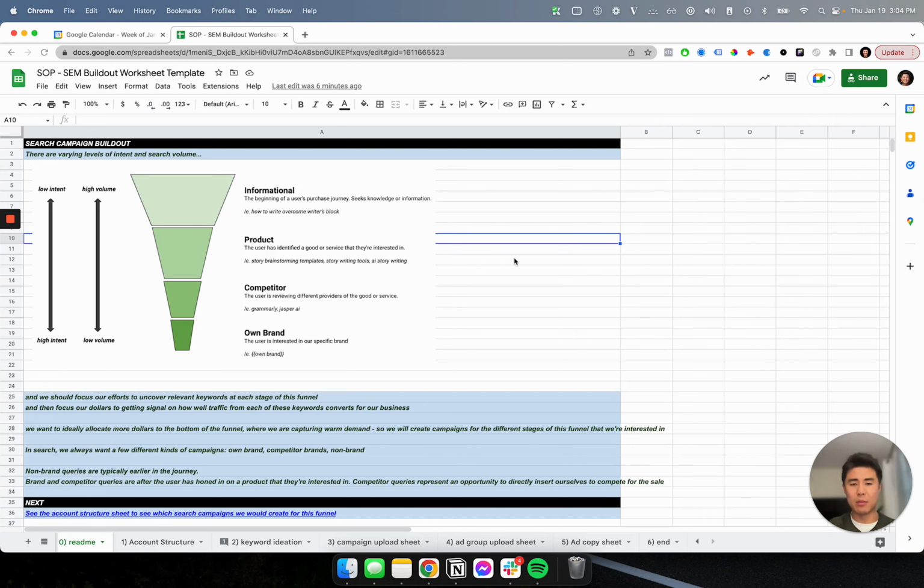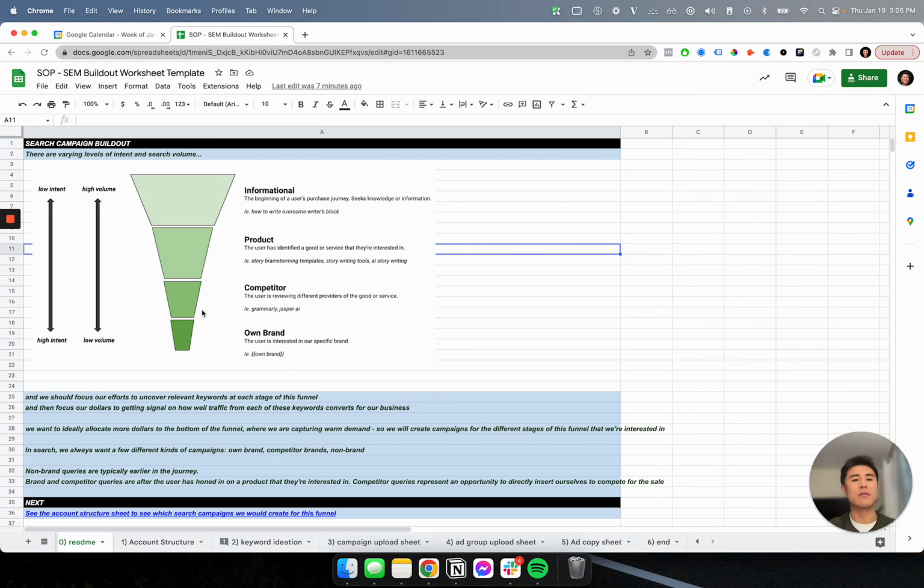Then you go down one step and the user is starting to hone in on a technique or a method or a product or something tangible that they want to solve the problem they were originally doing research for. So in the novel writing example, that's going to be story writing tools or brainstorming templates. In the sunscreen example, it might be SPF 50 lotions or creams or a UV blocking sweater or something like that.